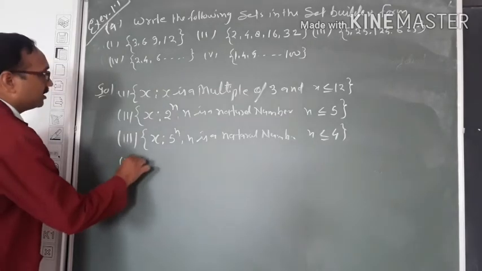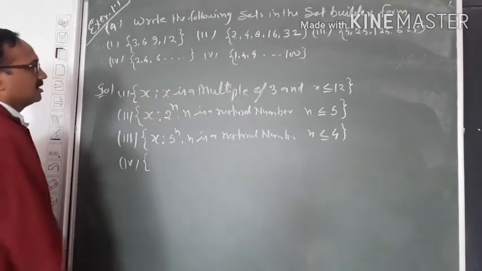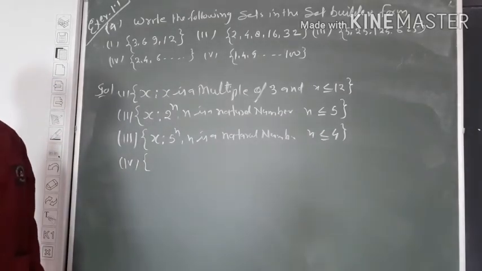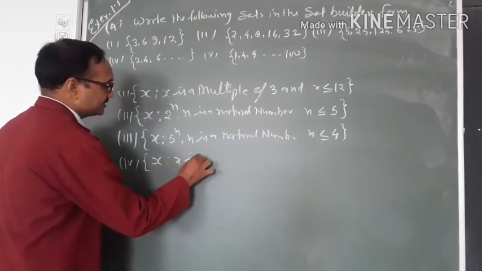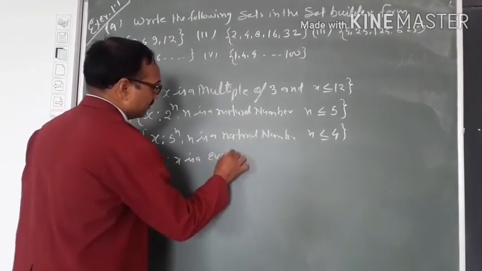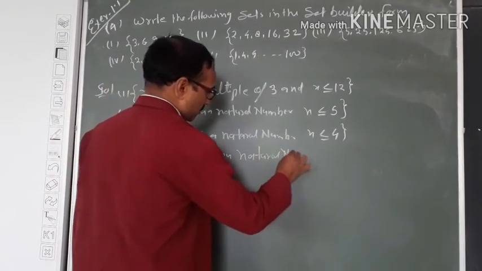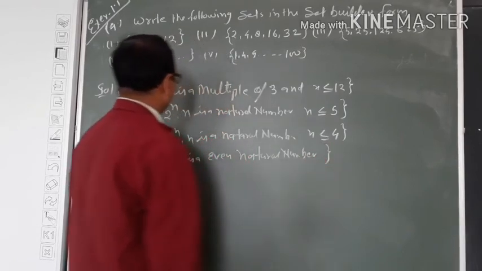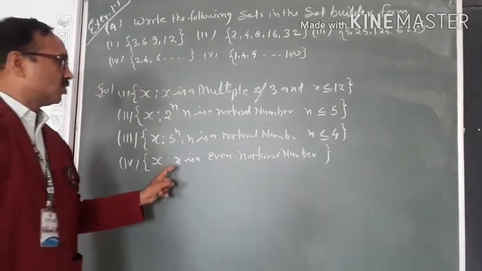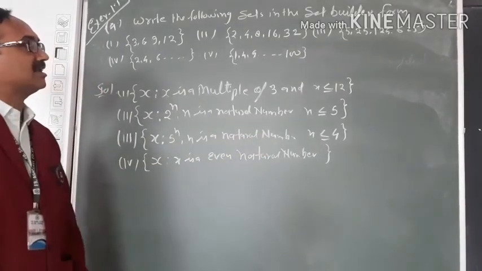Now in the fourth part, 2, 4, 6, these are the set of all the even natural numbers. So x such that x is an even natural number. And no upper limit is there, so we do not write anything else. Only x such that x is an even natural number.